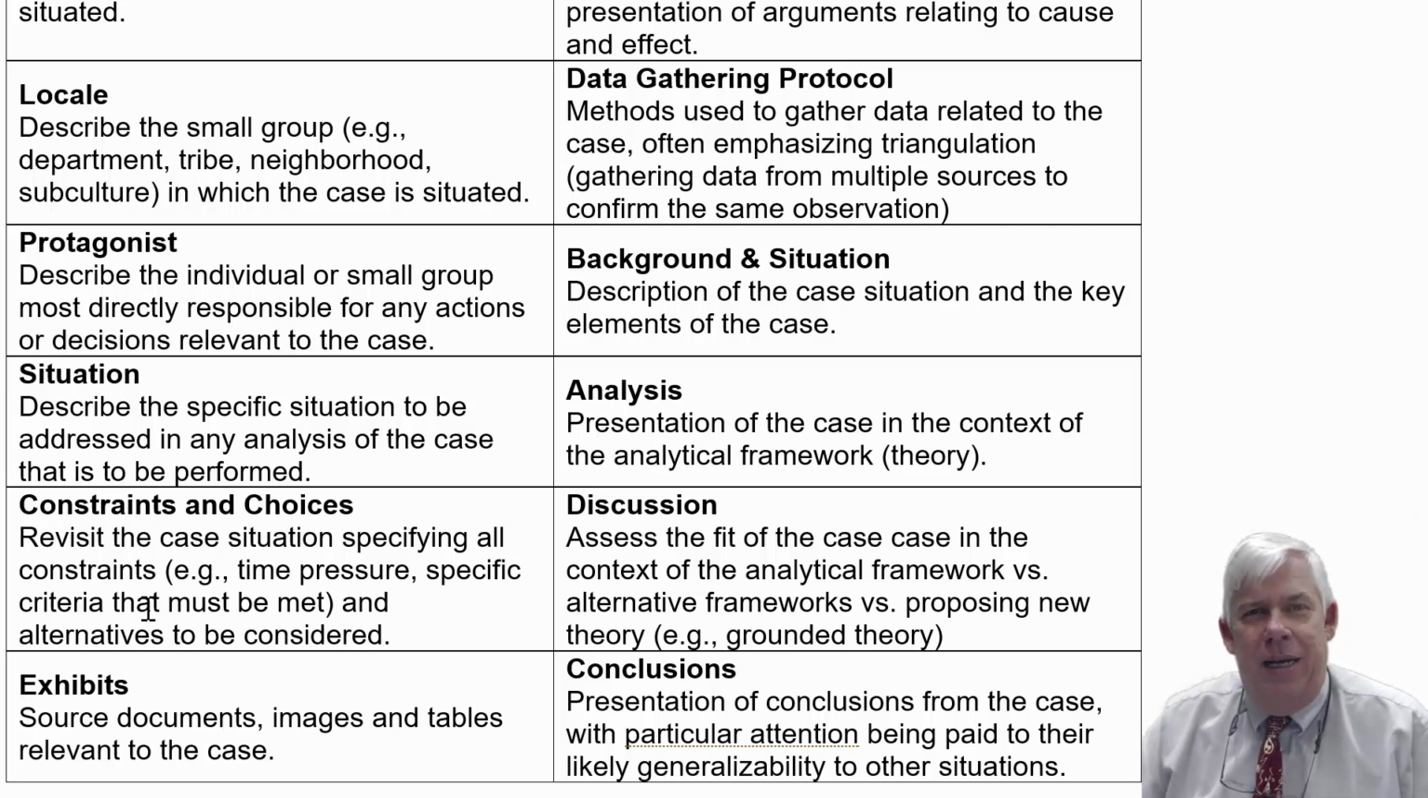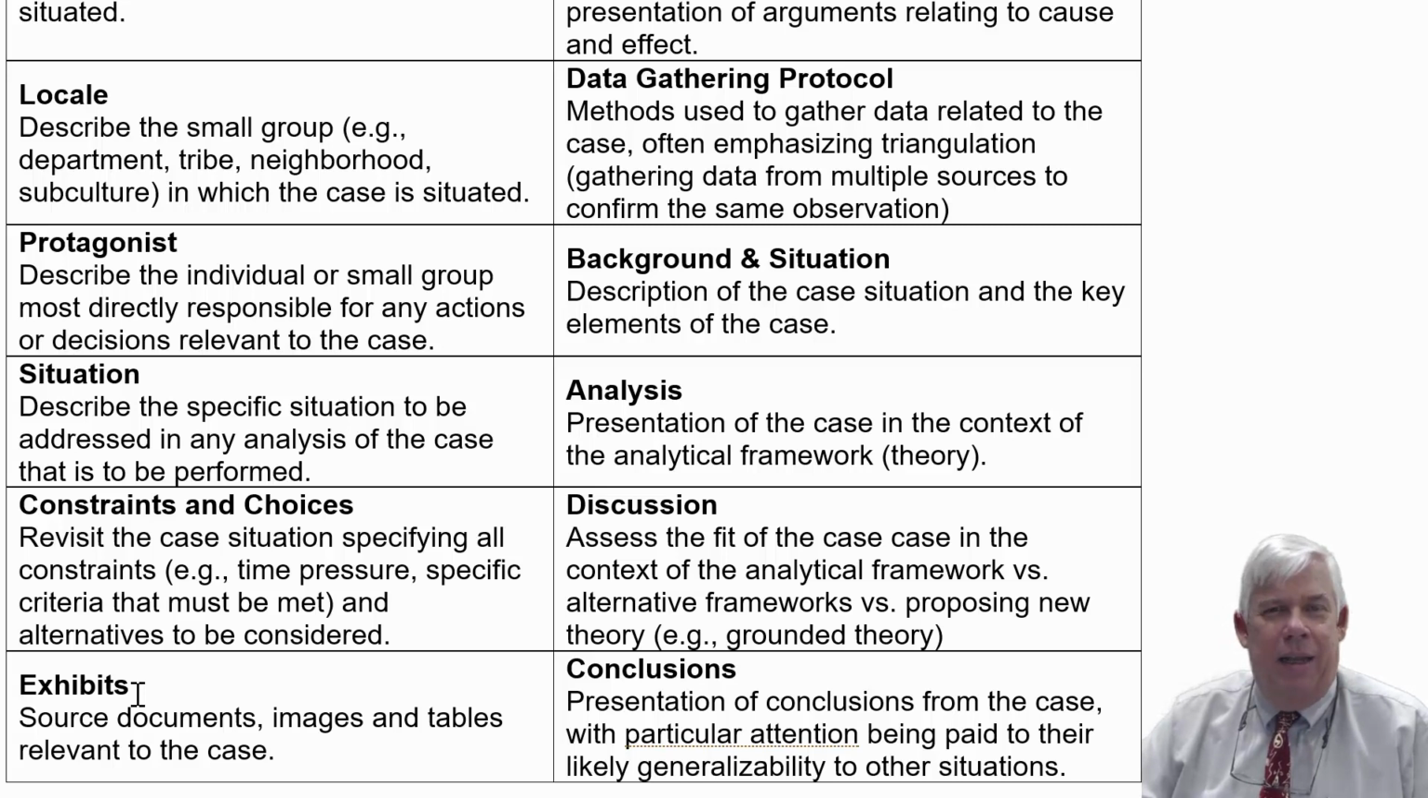As we come to the end of the discussion case, we talk about the constraints and choices on the decision, and we kind of reiterate the decision. This focuses the reader's attention on the task at hand, which is making recommendations, and we follow that with exhibits, and these exhibits essentially identify materials from the case that should be considered in analyzing it for discussion purposes.